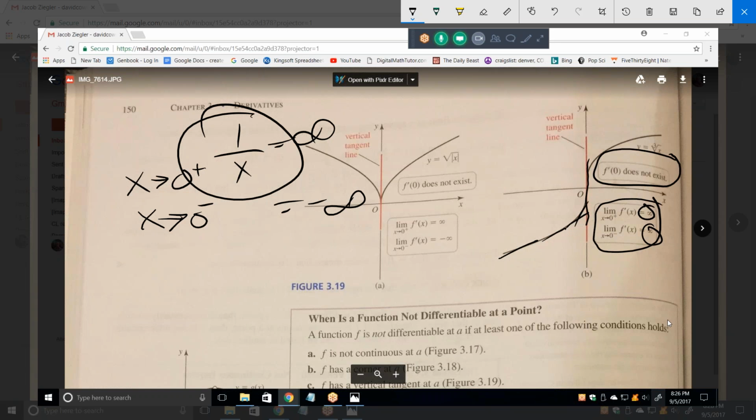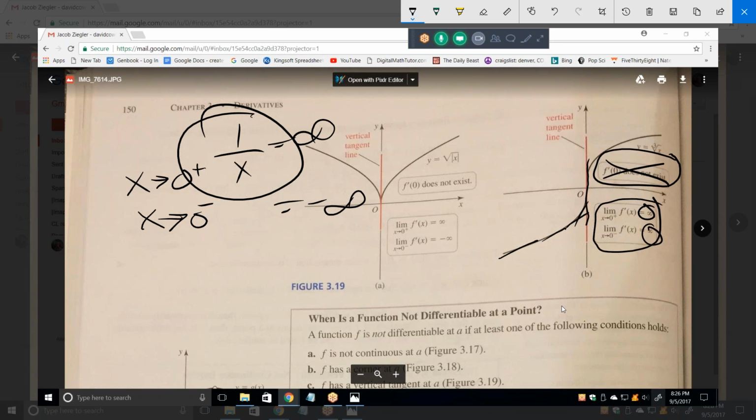This one, from the left, it's positive infinity, and from the right, it's positive infinity. So it definitely exists. What is it? Infinity, positive infinity. That's what the slope of a vertical line is, positive infinity, regardless of what they say there. I don't like that at all.